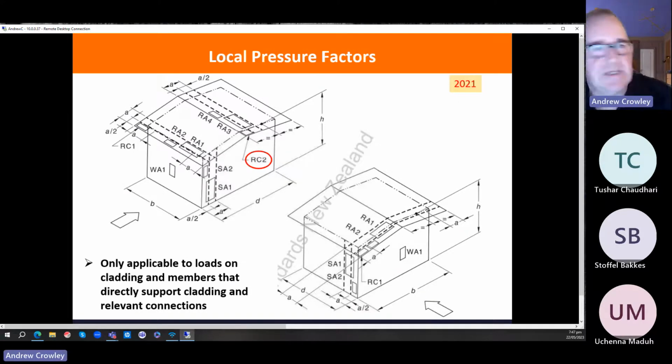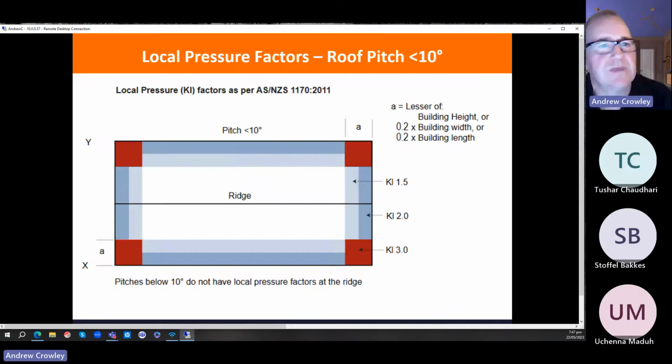Here is the 2021 edition, and spot the difference. Well, here it is, just the RC1. I've never particularly liked this diagram. It's confusing. So here's one I prepared earlier. So this is looking at the roof. Your local wind pressures usually affect the roof more than anything else, particularly the negative.